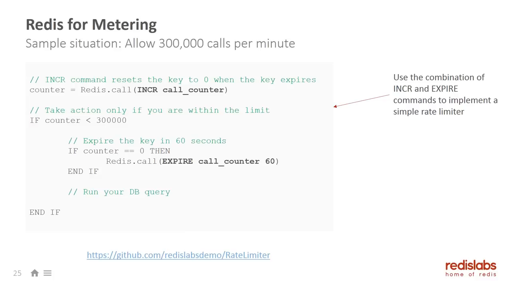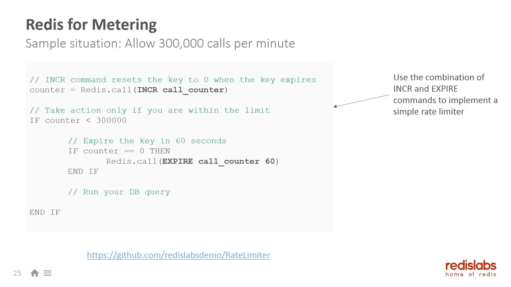If the key does not exist, it will create a new key with the key specified, and it will initialize that to zero. So in this case, I have INCR call counter. If the key exists, it will increment. Otherwise, it will set it to zero. So if the counter is less than 300,000, we are good to go. And if the counter is zero, that means I'm initializing the key for the first time. I will set an expiration time of 60 seconds.